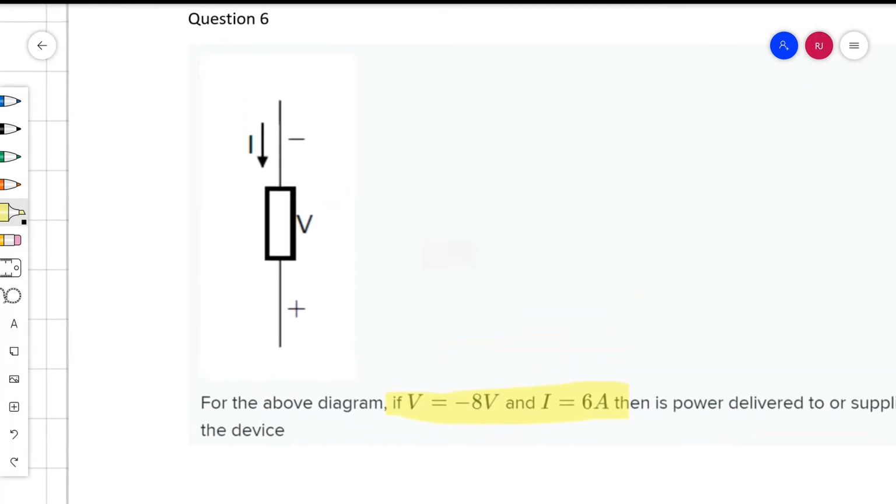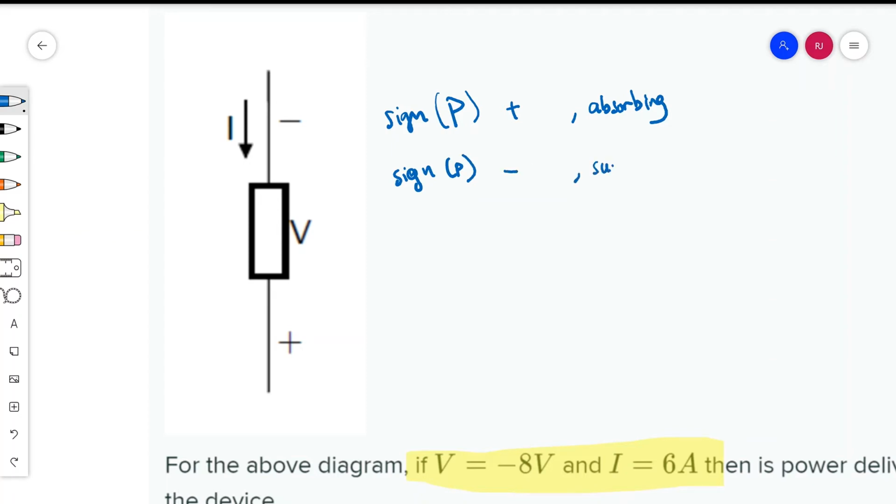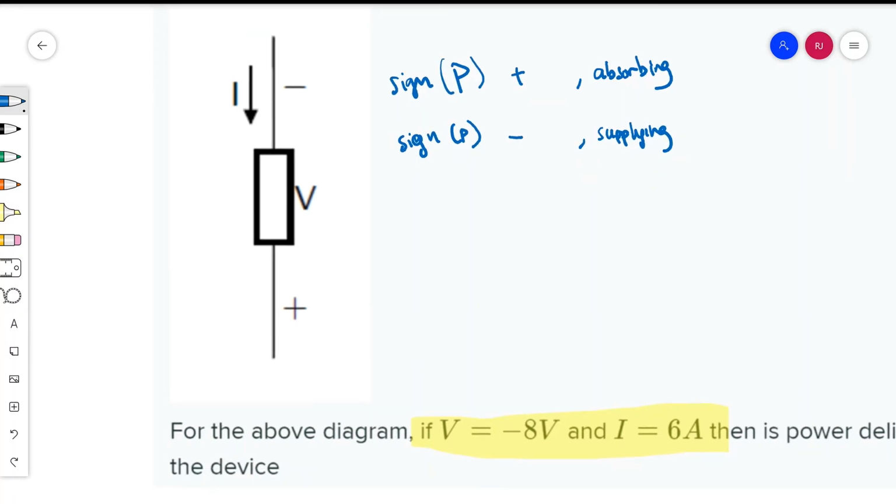First we should recall that if the sign of the power is positive, then it's absorbing power. If it's negative, as you might expect, it would be supplying power. So they're opposites. So we have to figure out an equation to model the power.